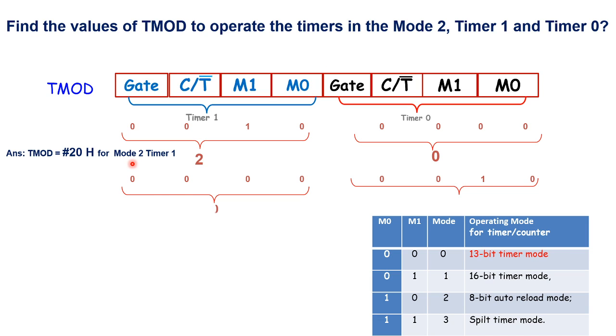Similarly, if we use timer 0 in mode 2, then all these bits are 0 because we are not using timer 1 in auto mode selections. So 01, that gives us the value 2, and therefore the TMOD register loads 02H for timer 0 in mode 2. So this is the difference between these values. Timer 1 in mode 2 is 20, timer 0 in mode 2 is 02. That is loaded in the TMOD register.